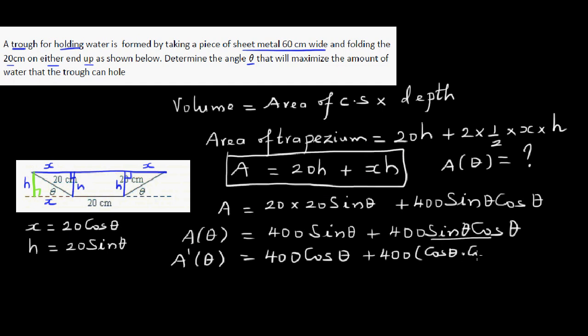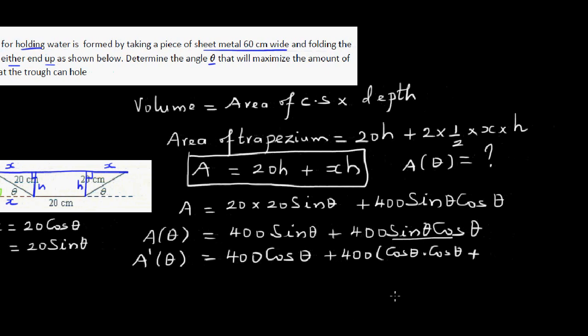So this is cos theta times the cos theta, the second function, plus sine theta times the differentiation of cos theta, which is negative sine theta.